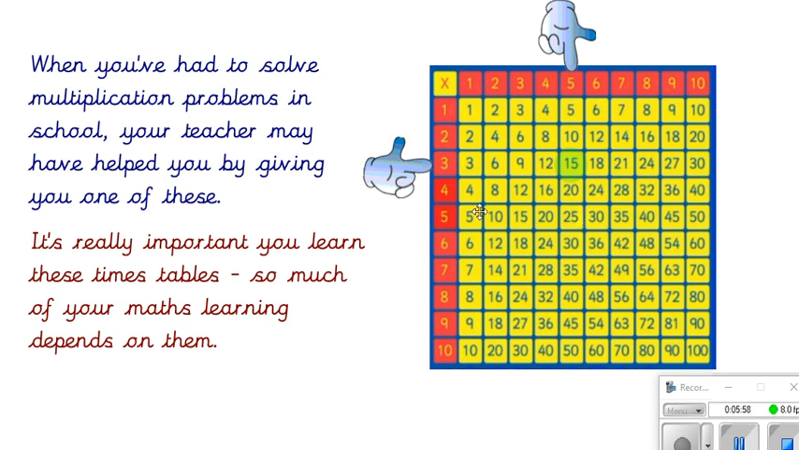So here you can see my array. I've got 5 times 3, which is 15. But I shouldn't need to be looking at that times table square. That's a fact I should actually know. I should be able to say 8 times 3, straight away 24, without looking at that times table square. It's really important you learn these times tables. So much of your maths learning in the next few years will depend on you knowing them and being able to come up with them really quickly off the top of your head.